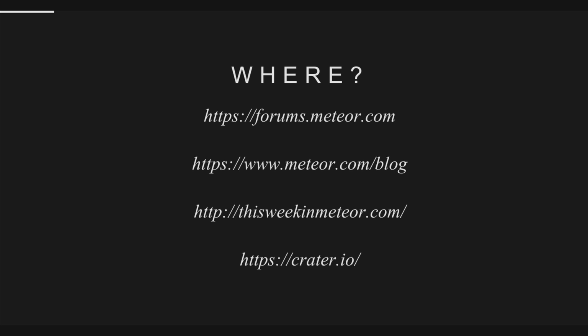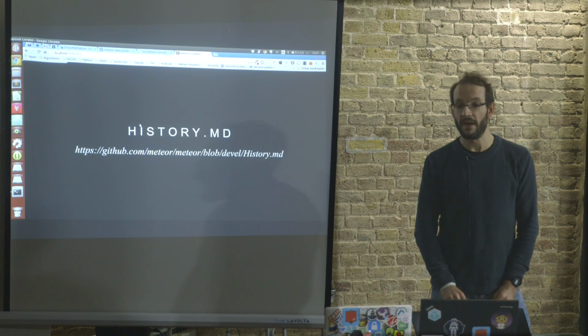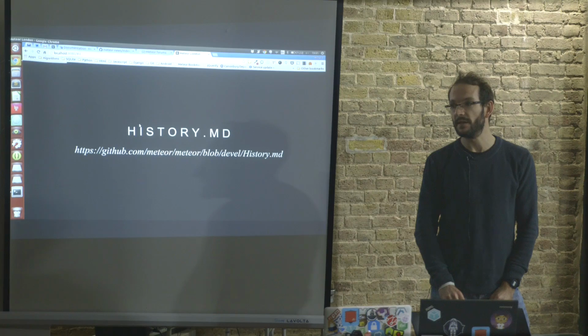Basically, if you subscribe to This Week in Meteor, you'll be not too far away from knowing everything important that's going on. The other good place to look is the history.md on the Meteor repo, where they list everything that's coming up in the next release or is in the current release candidate, and everything that's been in all the previous releases, so you can see what the changes are.